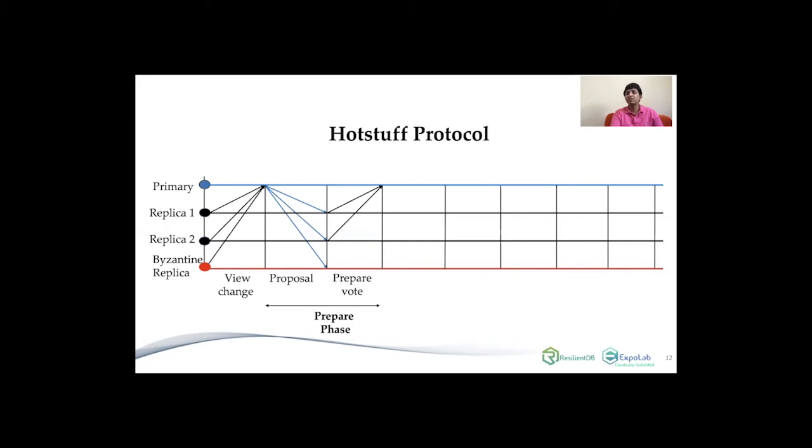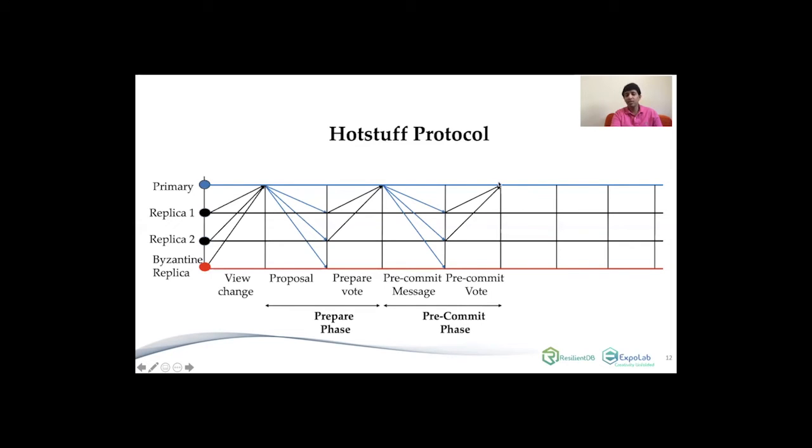And then what follows is similar to what PBFT does, or even SBFT. Everyone sends a prepare vote. Then once everyone gets a prepare vote, the primary collects all those threshold shares given by all the replicas. It creates a threshold signature and sends that threshold signature to all the other replicas. Once every replica gets a threshold signature, it verifies it, again creates a threshold share and sends it to the primary.